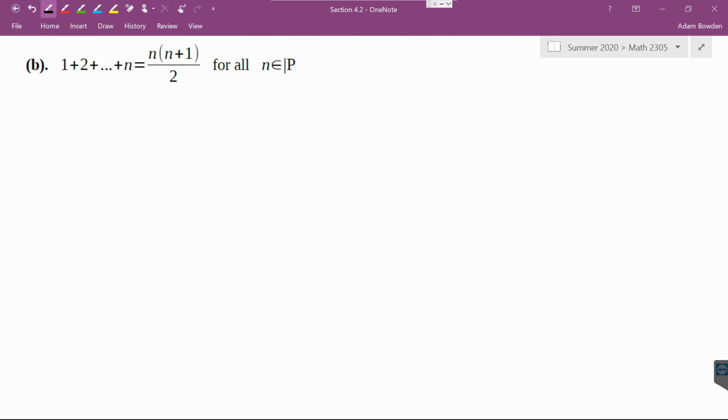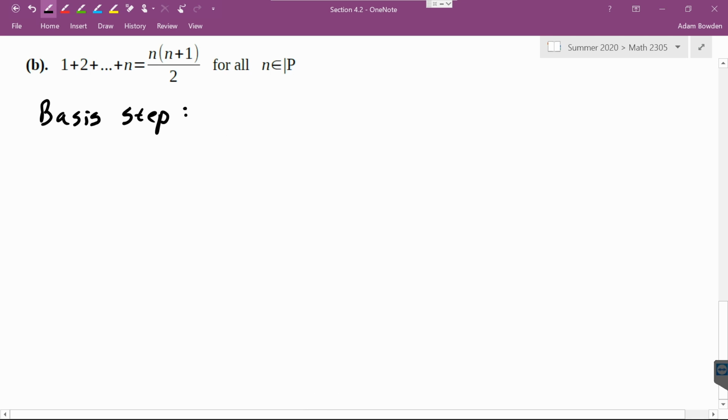Now in my next one, I'd like to show that 1 plus 2 plus all the way up to n is equal to n times n plus 1 over 2 for all n in the positive integer set. We're going to do this by induction, so the first thing we do is the basis step.